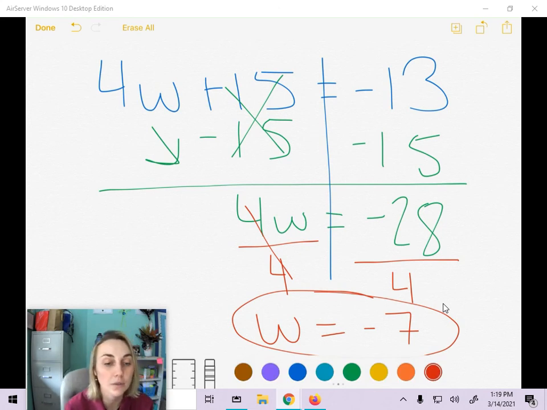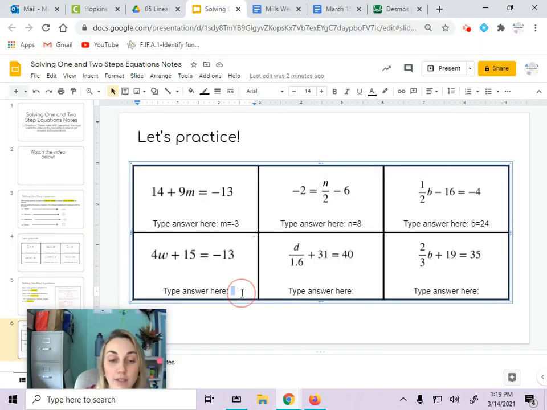And if you wanted to plug this into our original equation to make sure that matched up, it would work out, leaving us with w is equal to -7.